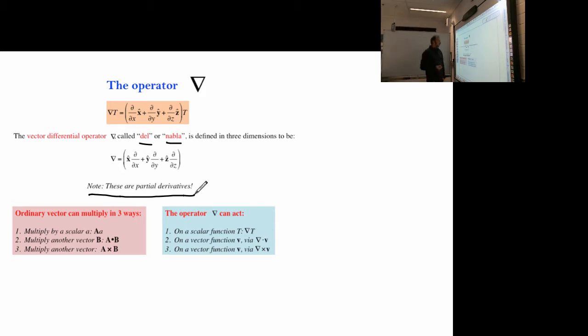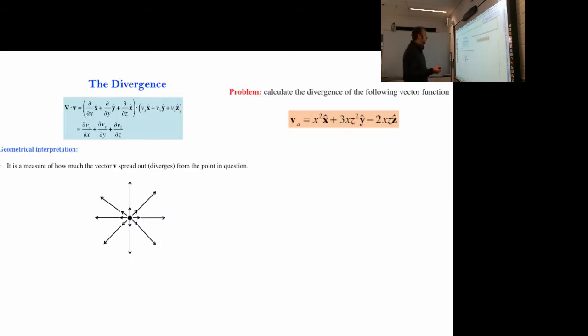Previously, we looked at how ordinary vectors can multiply in 3 ways. We multiplied a vector by a scalar, we looked at the dot product, and we also looked at the cross product. In the previous lesson, we looked at the gradient of a scalar function. So in this lesson, we're going to look at the divergence of a vector function and also the curl of a vector function. So looking at the divergence, physically the divergence is how much something spreads out from some point. So here we see in this schematic that this particular vector has a large divergence.